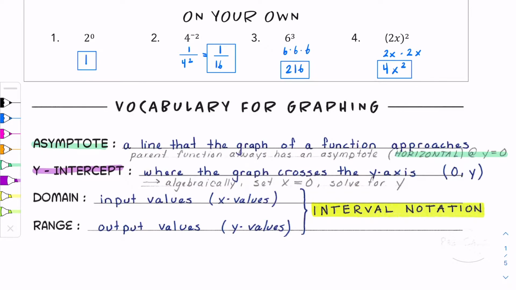When we're graphing, the y-intercept is another important factor, and this is where the graph crosses the y-axis. If you were doing this algebraically, you would set x equal to 0 and you would solve for y. For the parent function, the y-intercept is always at 1. Next, we're looking at the domain. Domain is input values, or x values, and the range is output values, or y values. But either way, if you're working with the domain and range, that means you are writing them in interval notation.